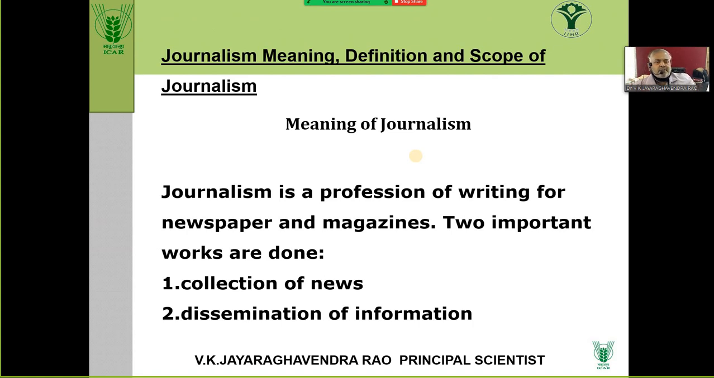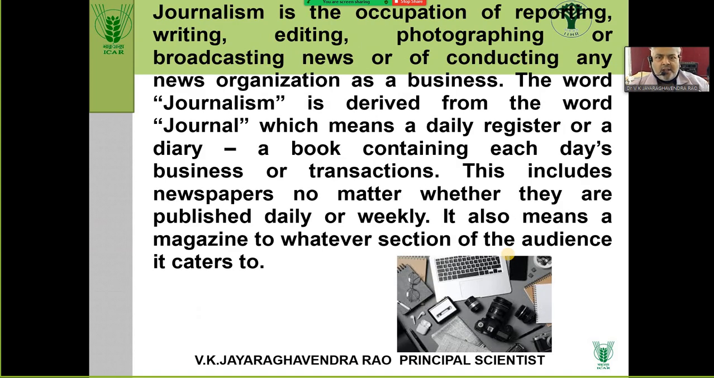So two important works are done by a journalist. The person who does journalism is a journalist. Journalism is a noun. So what does he do? He collects news. He disseminates the information through publishing it, or making it into a TV channel, news stories and all that. You must have seen a lot of news clippings, news stories. Okay, so it is the occupation of reporting, writing, editing, photography.